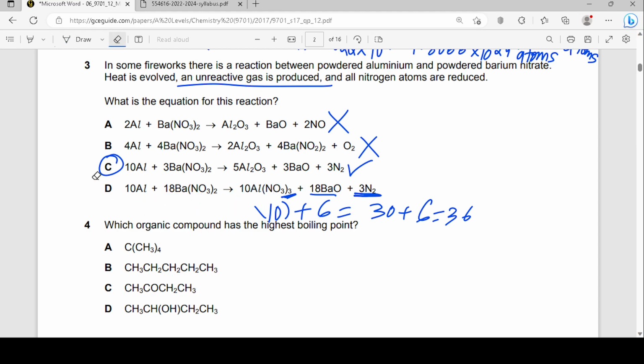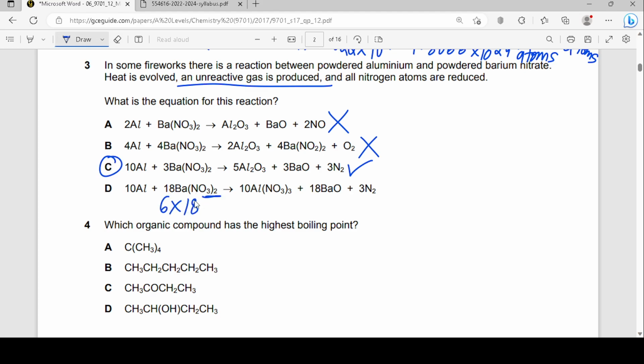But if you look at oxygen, okay, this is weird. Till now everything has been balanced. I don't know about oxygen. Let's check. On the left side, we have 3 times 2, 6, 6 times 18. So 6 times 18 is 108 oxygen atoms on the left side. And on the right hand side, we have 3 times 3, that's 9, and 9 times 10 is 90. Then we have 18 more oxygen atoms from BaO. So 90 plus 18 is also 108. Wow. So that means they're both balanced. So we can't compare on the basis of balancing.